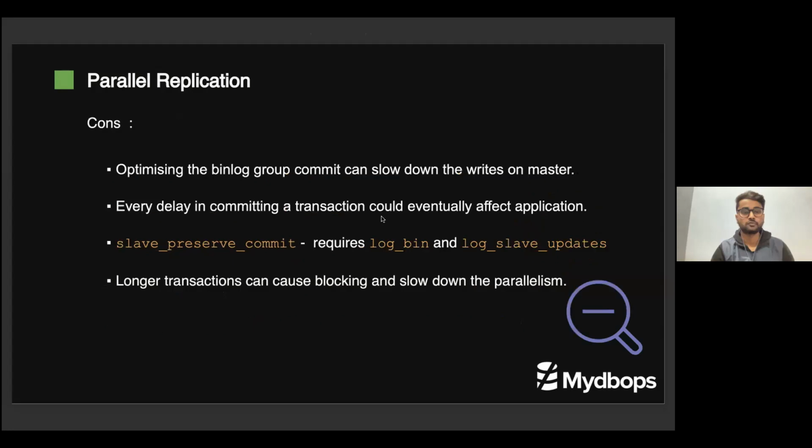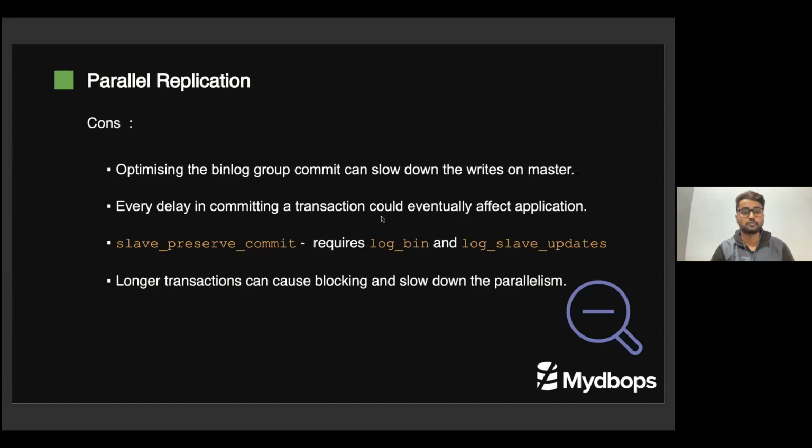So, parallel application cons: optimizing the binlog group commit can slow down the writes on the master. If we are delaying the commits on the master, then definitely real-time replication will not work as expected. So it can eventually affect the application also, by delaying the commits. And we have to enable slave_preserve_commit_order to make the commit order proper and avoid the gaps. That requires enabling the binlog and log_slave_updates.